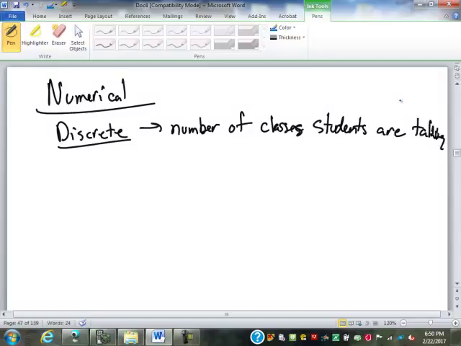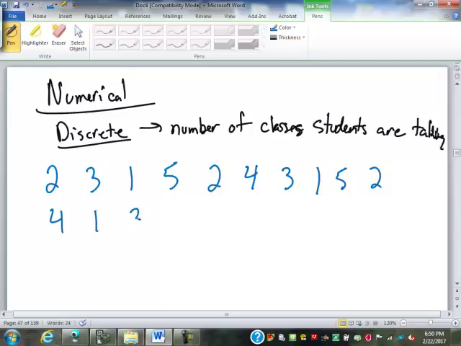So let's say that in the survey we did, it's anywhere from 0 to 5. Well, if they were taking 0 classes, they technically wouldn't be a student. So let's say we're going from 1 to 5. So let's say we've got 2, 3, 1, 5, 2, 4, 3, 1, 5, 2. What's that? 1, 2, 3, 4, 5, 6, 7, 8, 9, 10. Good enough.